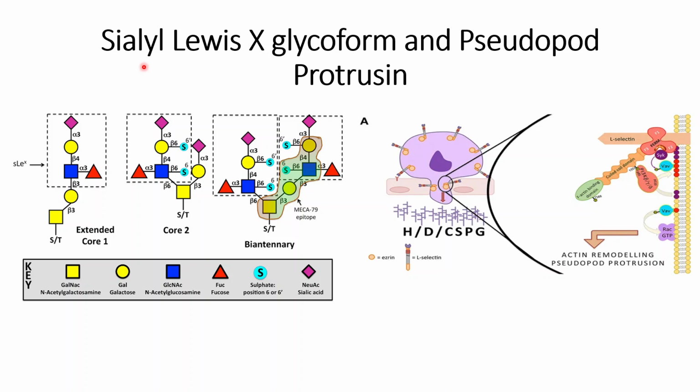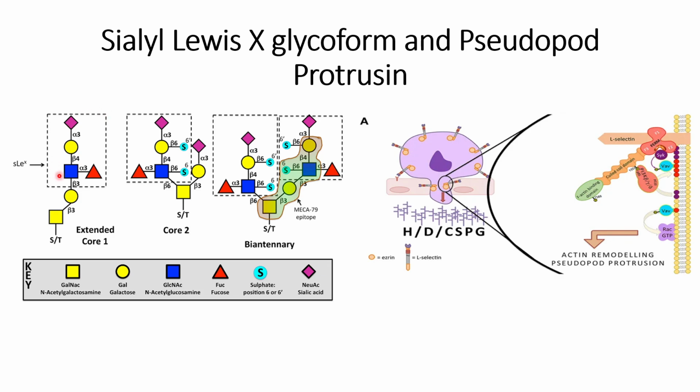In this video, we will discuss the Sialyl Lewis glycoform and the pseudopod protrusion. The Sialyl Lewis is the structure shown on the left-hand side, and it is usually found to be overexpressed in cancer cells, especially in pancreatic cancer cells. These are also known as truncated O-glycan structures. There are different glycoforms of the Sialyl Lewis.